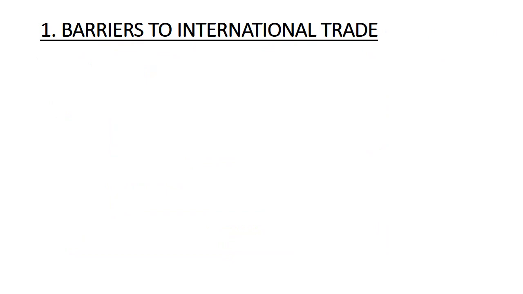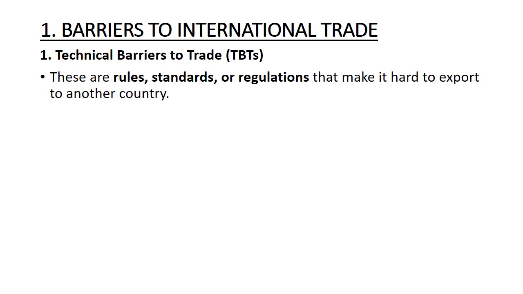So we're going to look at types of barriers that business people encounter in international trade. The first is called technical barriers to trade, or TBTs. Technical barriers to trade are rules, standards or regulations that make it difficult to export to another country. You can't just export products to another country. There are rules, standards and regulations that must be followed, and it's very important to understand them. Because of this, it's not straightforward to trade with another country.